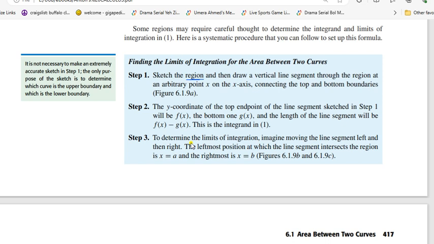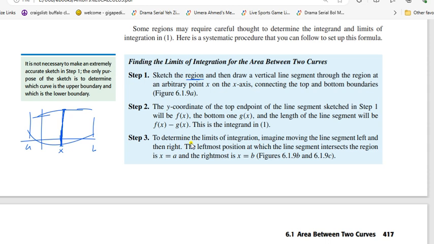You see, they give you the criteria. First of all, sketch the region. If you can sketch it, it is very helpful. Okay, and then draw a vertical line segment through the region at any point. So he said, first draw the region, whatever the above curve is, whatever the below curve is, right? So this is the area you are looking for.